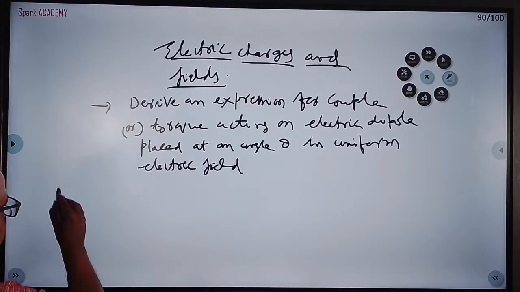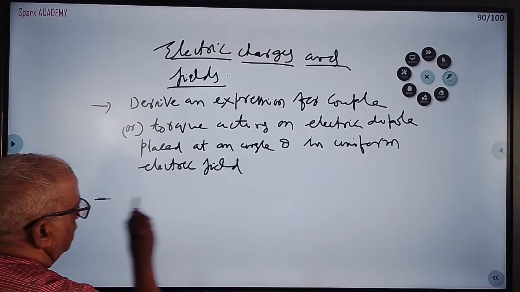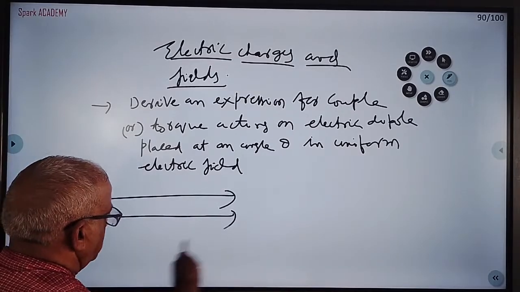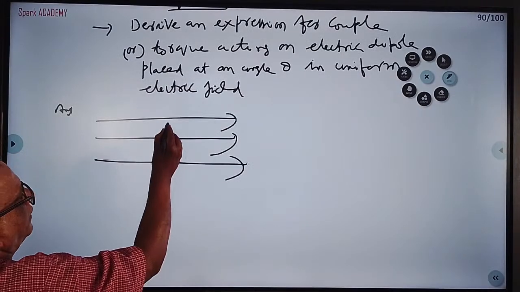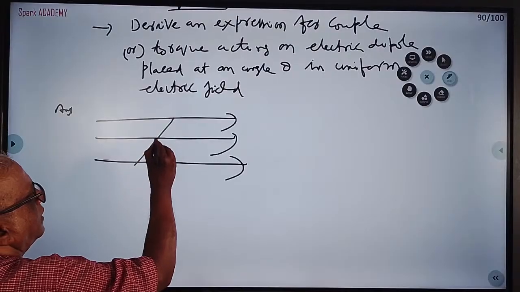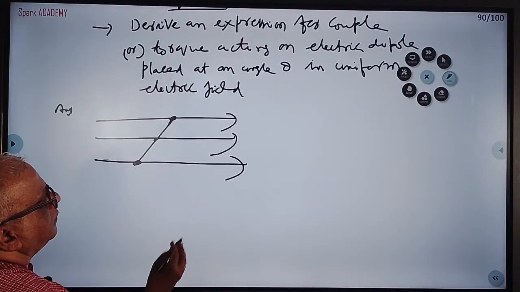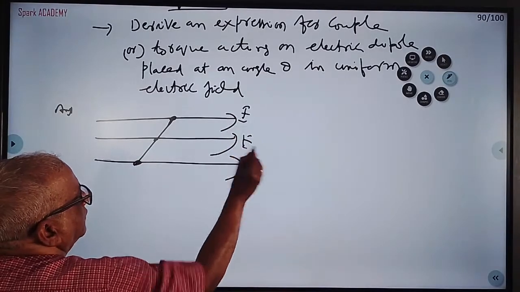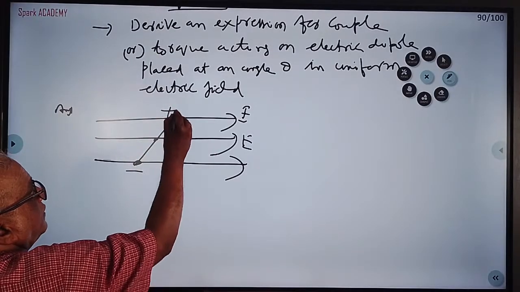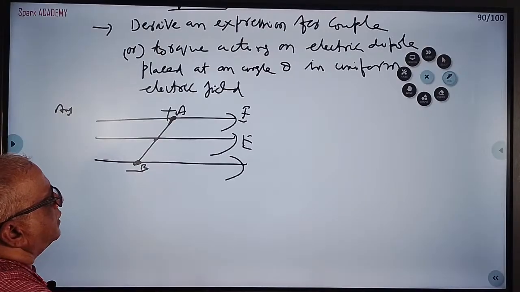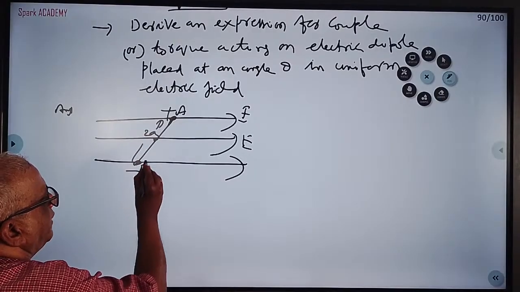First I will draw the diagram for this. I am drawing a uniform electric field. This is called a uniform electric field. Here I am taking a dipole, positive charge and negative charge. This is the electric field. This is the positive charge, this is the negative charge. So this AB is the short dipole. Dipole length is 2a. It is kept at an angle theta.